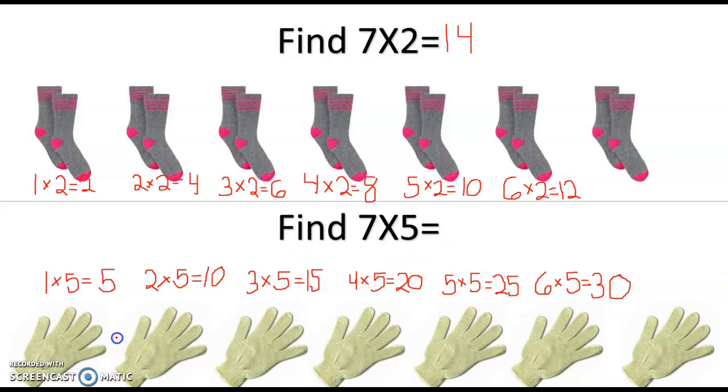So now we've got 7 gloves. 7 times 5. So 7 gloves, 5 fingers on each glove. 5, 10, 15, 20, 25, 30, 35. What was I counting by? I was counting by 5s because they're multiples of 5. They're all multiplied by 5.